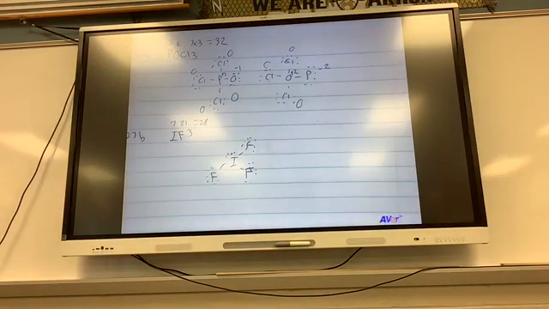It's going to be 2 lone pairs. I think you do a double bond and then 2 on the end, or 4 on the end. Okay, well, let's try it.